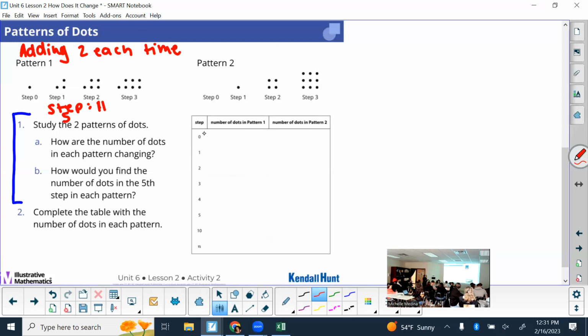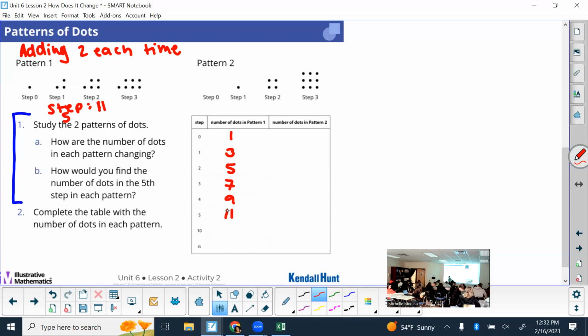So at step 0, how many dots were there in pattern 1? 1. How many in step 1? 2. How many in step 2? How many in step 3? And then in step 4, continuing the pattern, would be 9. That's why in step 5 there's 11. Okay, so notice that skip. That's a great test question if you're paying attention.